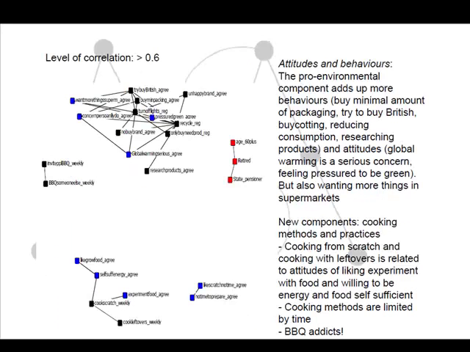But then we lower down the level of correlation, and now we can see that there are more variables coming into play. So we have the pro-environmental component, the recycling and switching off lights, that adds more behaviors. So buy with a minimal amount of packaging, try to buy British, or don't choose a brand according to the ethics of the brand.